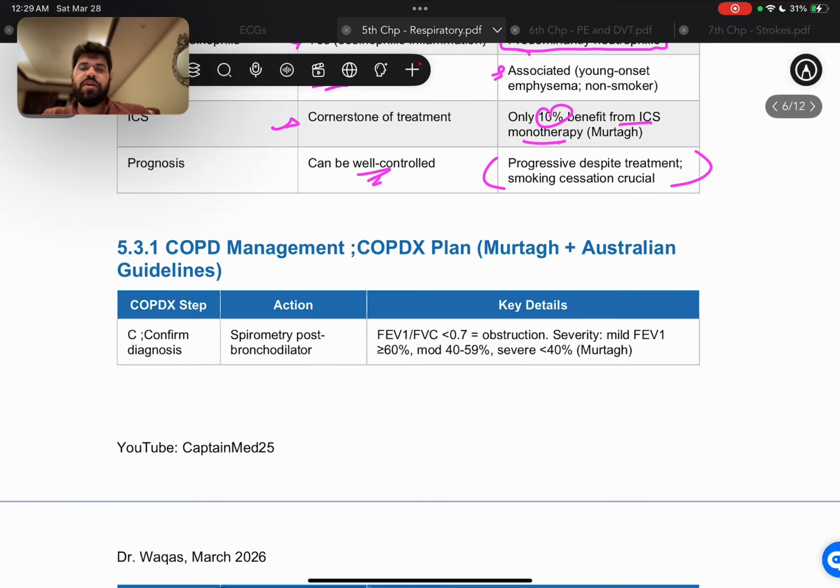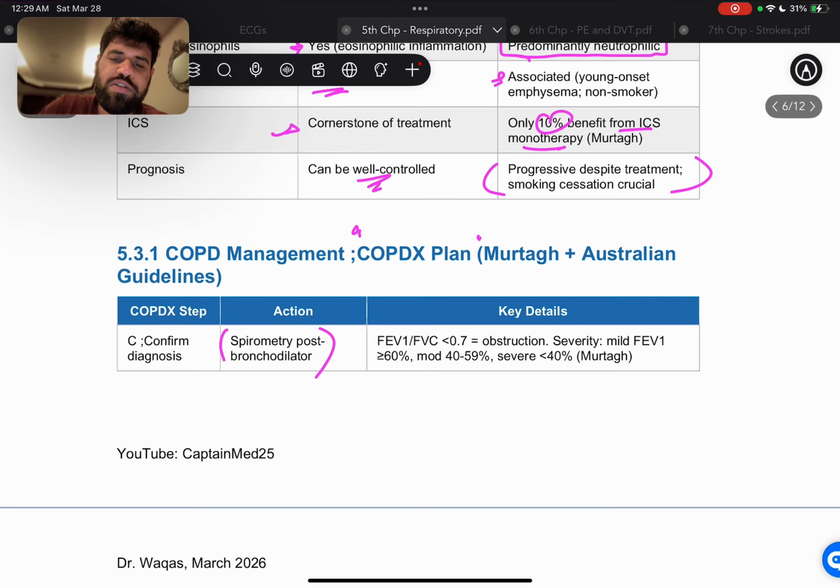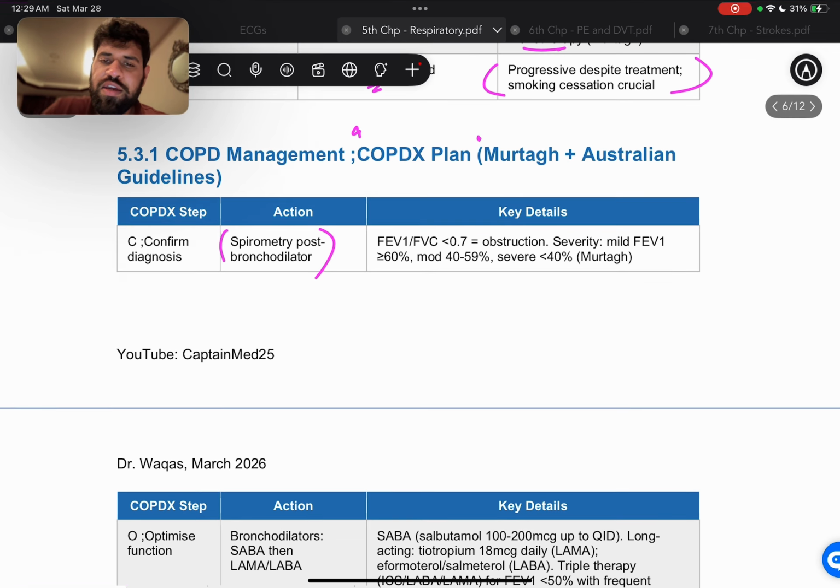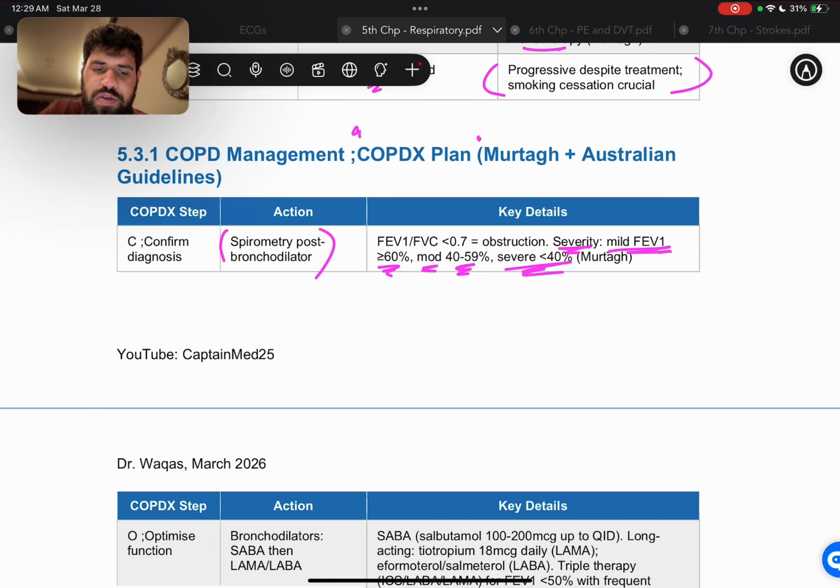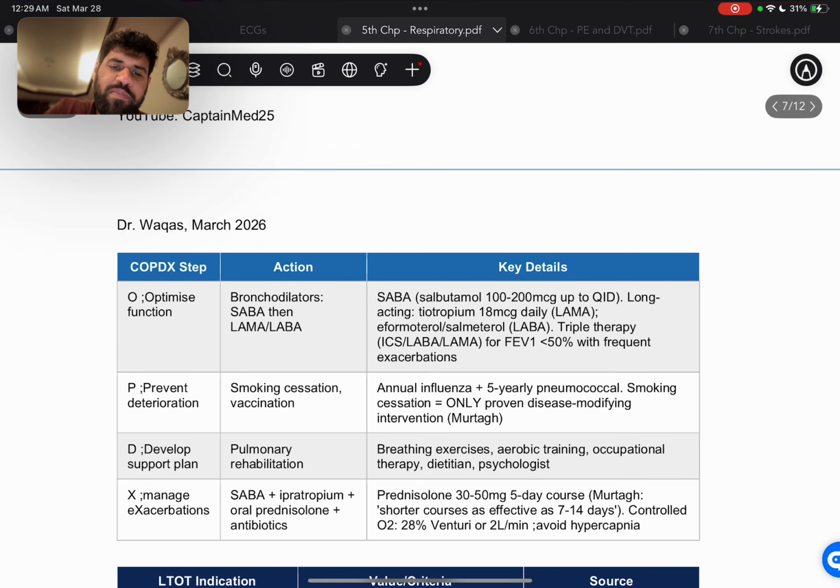Then COPD's management plan is going to be COPD-X. All right, now that's the mnemonic COPD-X. So C is going to be confirming the diagnosis with bronchodilation. And the severity: for mild, FEV1 is more than 60%, moderate is 40 to 59, and severe is less than 40%. Now O is optimize function, so we give them bronchodilators, so SABA, then LABA or LAMAs.